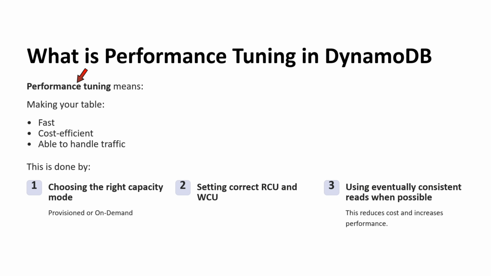Performance tuning in DynamoDB means making your table fast, efficient, and able to handle traffic. This is done by choosing the right capacity mode, it can be provisioned or on demand, and setting correct read capacity units and write capacity units, and using eventually consistent reads when possible. This reduces cost and increases performance.